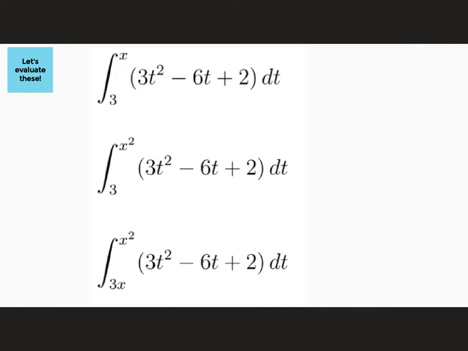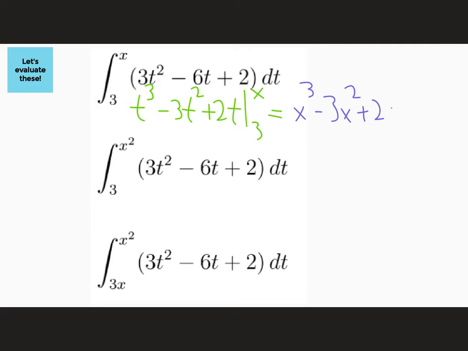All right, so let's evaluate these. We've got 3t squared minus 6t plus 2. So that's going to be t cubed minus 3t squared plus 2t, evaluated at 3 and x. So that's going to be x cubed minus 3 times x squared plus 2x minus 27 minus 27 plus 6, so minus 6.